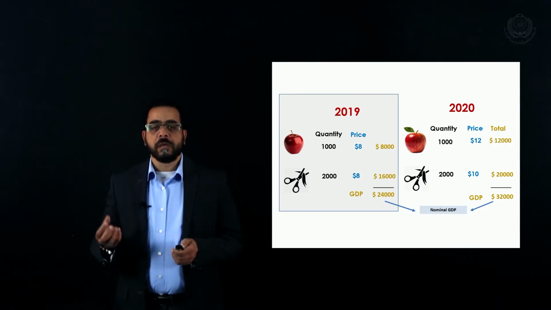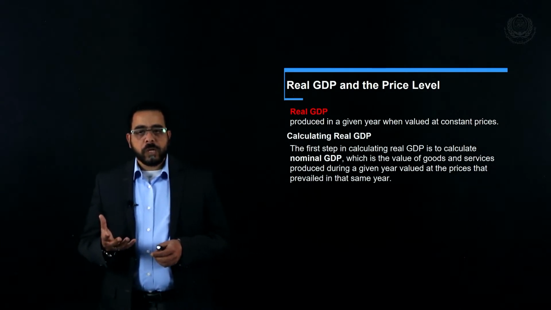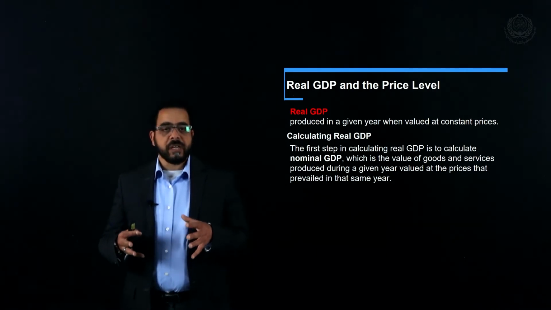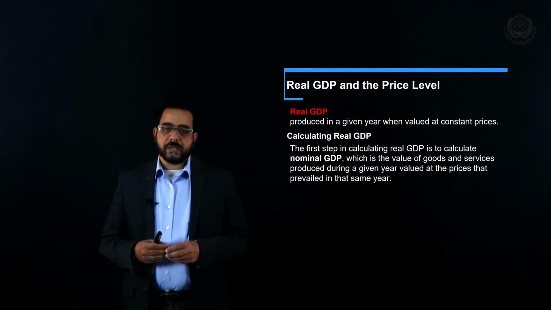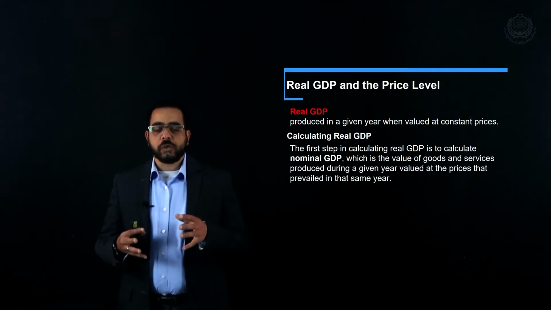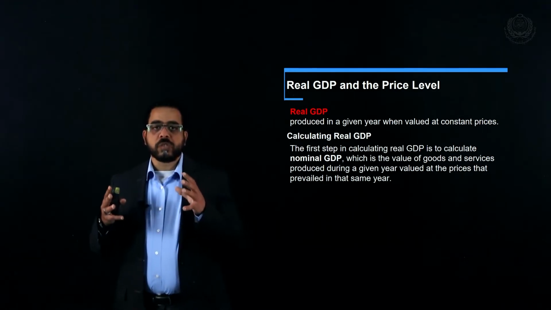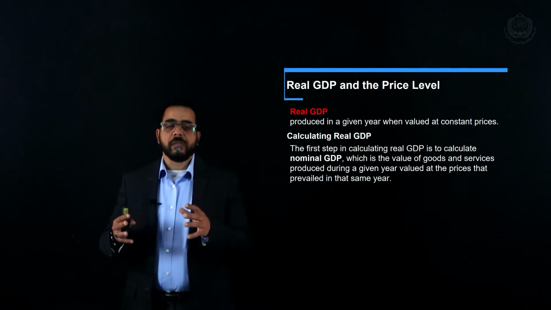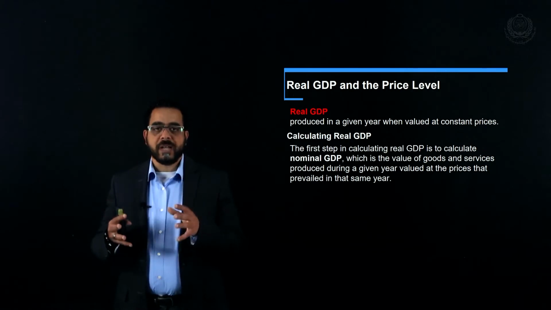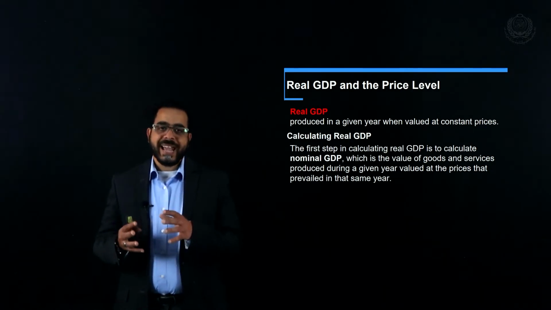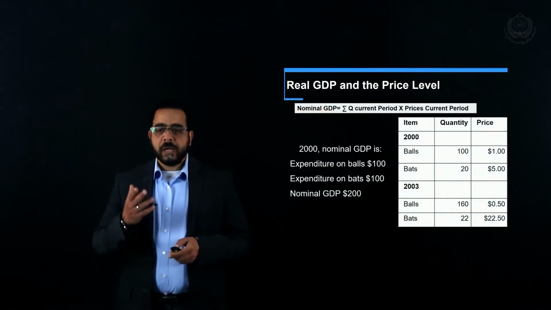And here comes the real GDP. When we talk about the real GDP, we are talking about the production in a given year or a given quarter valued at constant prices. In order to get rid of the problem of the change in prices, I'm going to use one period and I'm going to call it the base year. And this base year, I'm going to use its prices to evaluate the production in the preceding years. So let's see. Here is an example.